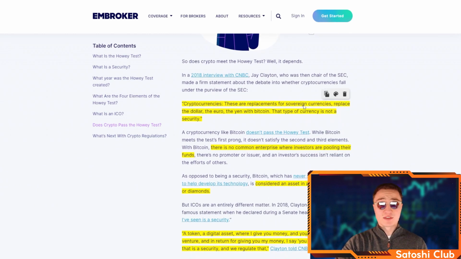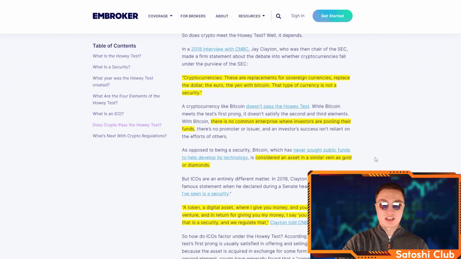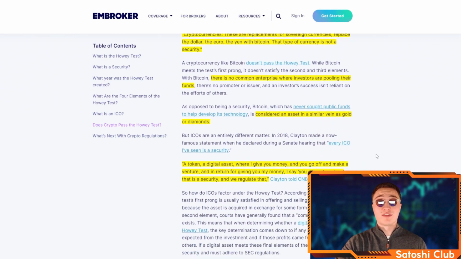Cryptocurrencies are replacements for sovereign currencies, and this is what Jay Clayton, the previous chair of the SEC, actually said. They replace the dollar, the euro, the yen with Bitcoin. That type of currency is not a security. There's no common enterprise where investors are pooling their funds because Bitcoin is decentralized. And as opposed to being a security, Bitcoin has never really sought public funds to help develop its technology, and it's considered an asset similar to gold or diamonds.